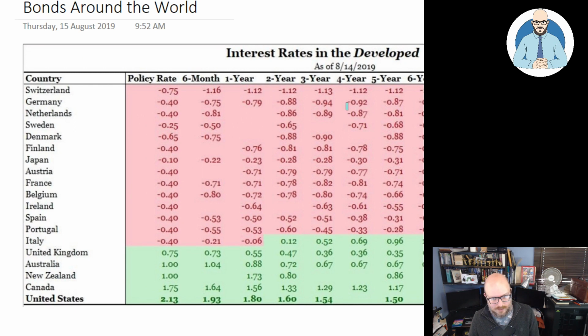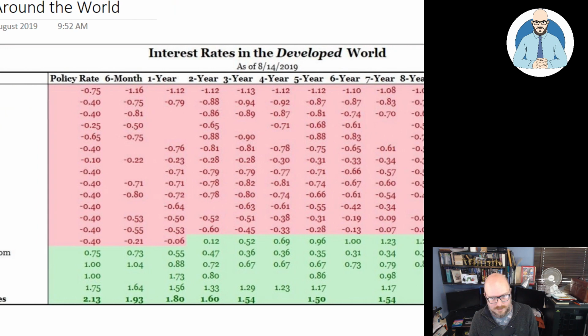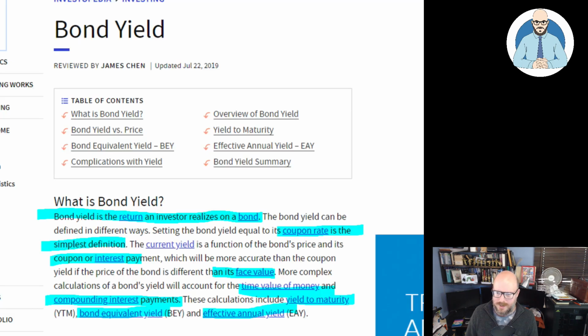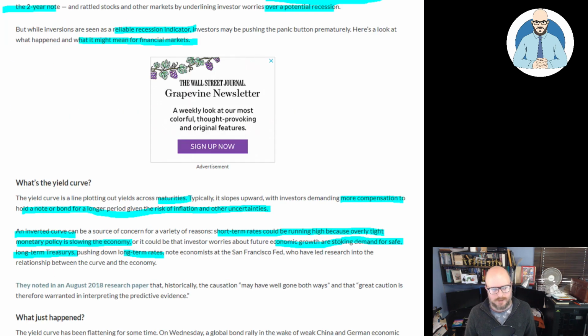Have a look at all the negatives. Have a look at this, for bonds, for 30 years. Hold on to my money. Oh, wait, I'll scroll over, you can't see it. Hold on to my money for 30 years, and I'll lose money on it. So I'm trying to wrap my head around why people would do that.